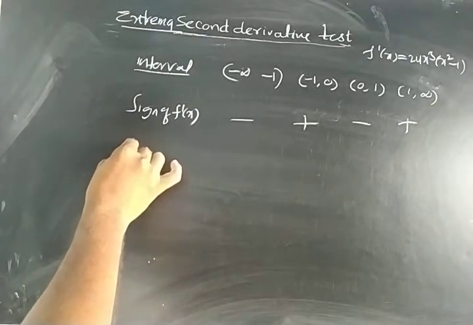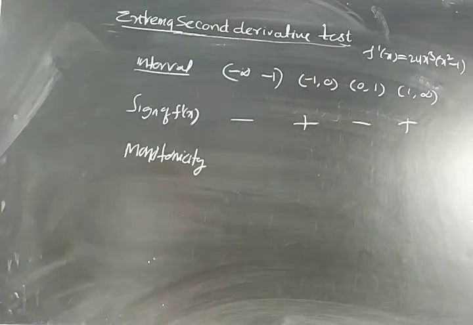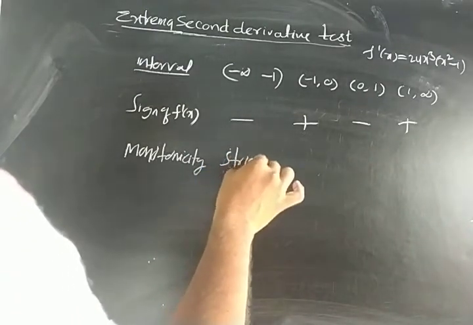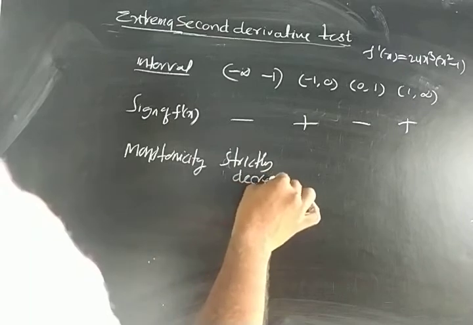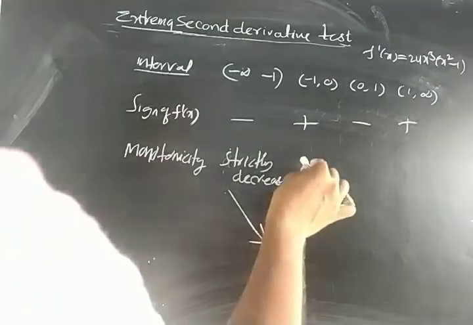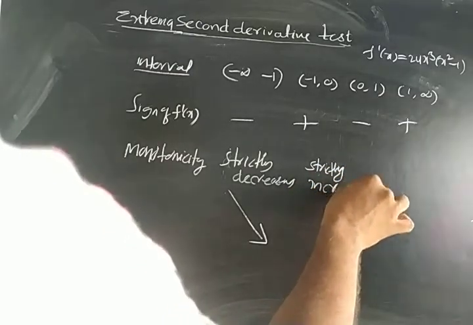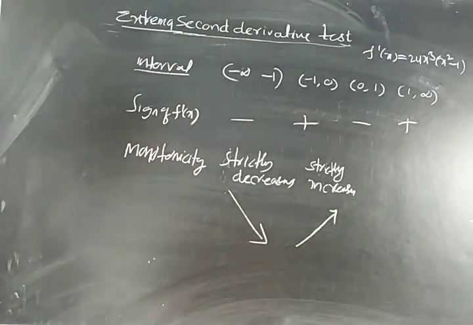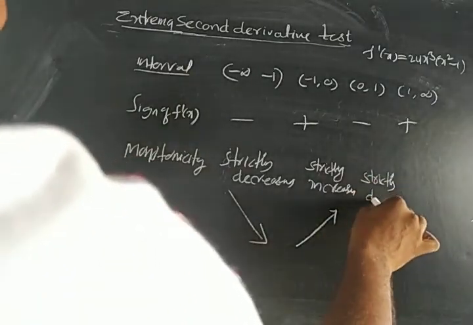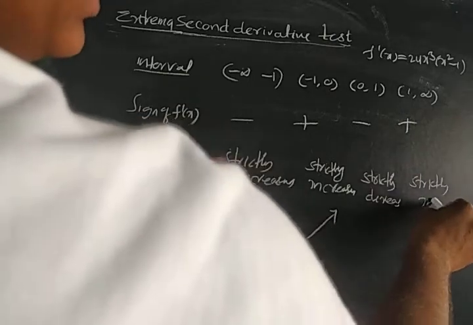So here the behavior of the function means monotonicity. Is it increasing or decreasing? Negative means strictly decreasing, positive means strictly increasing. So from minus infinity to -1, strictly decreasing. From -1 to 0, strictly increasing. From 0 to 1, strictly decreasing. From 1 to infinity, strictly increasing.